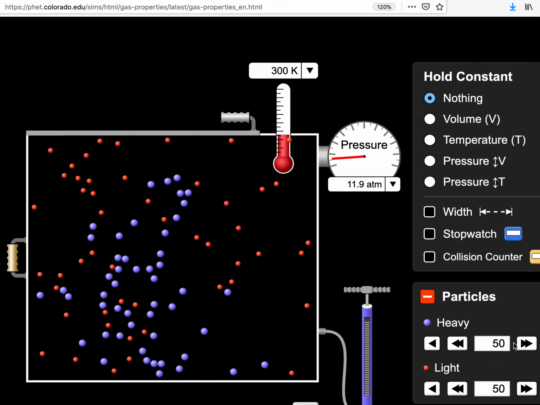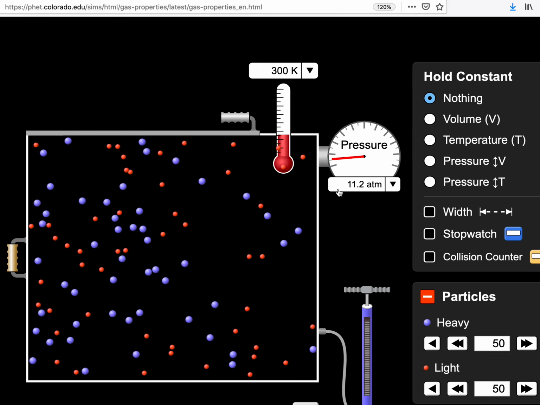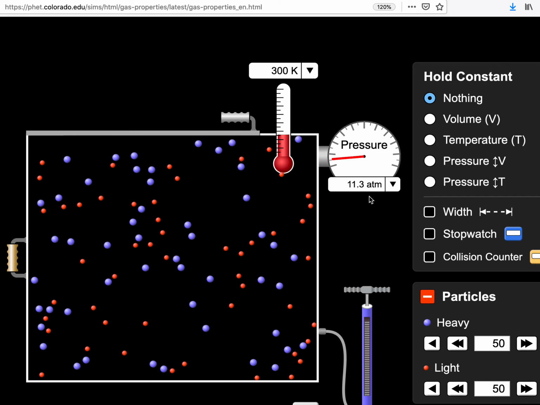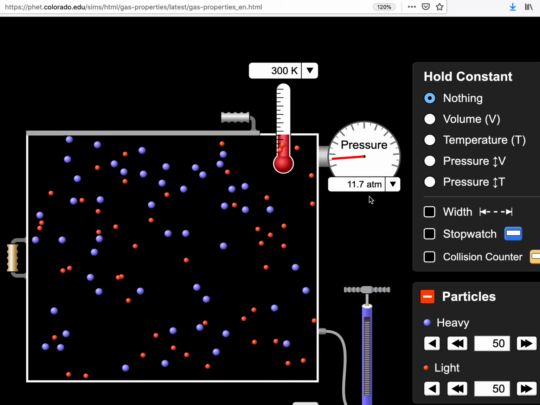Now I've got about 50 particles of blue, 50 gas particles of red, and look what happens in my total pressure. It's pretty darn close to 12, pretty darn close to the sum of those two. And the idea here is this idea of partial pressures.